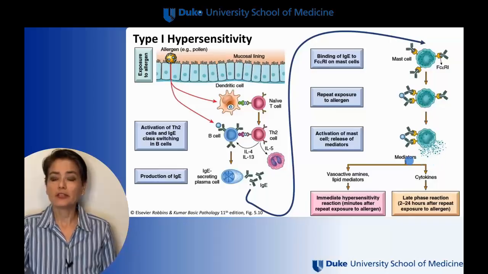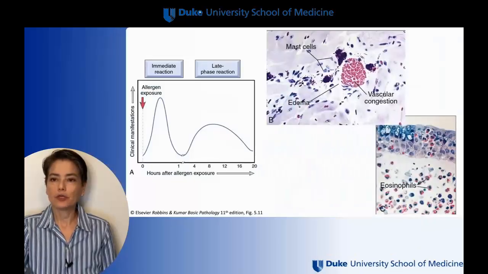And these mediators include our vasoactive amines and lipid mediators, leading to our immediate hypersensitivity reaction. And then over time, we also get the elaboration of cytokines that are going to cause our late phase reaction. And here's just a really nice figure from your textbook showing how this evolves over time: our allergen exposure, immediate reaction, and more slowly developing late phase reaction.